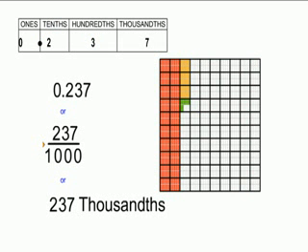Now, what if I colored 237 of these blocks? As you can see, 10, 20, 30, 40, 50, 60, 70, 80, 90, 100. So this is 100, this is 100, and then 10, 20, 30, and then 7. So you could write that as 237 thousandths, and you could write that as 0.237, 237 over 1,000, or in words, 237 thousandths.